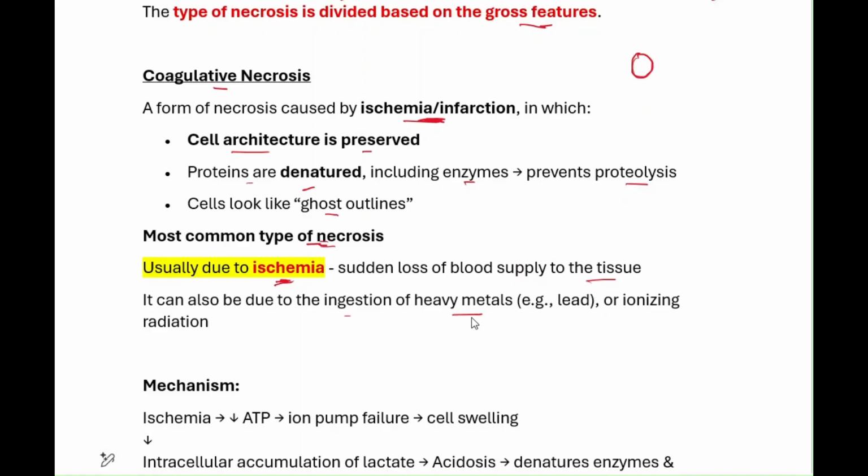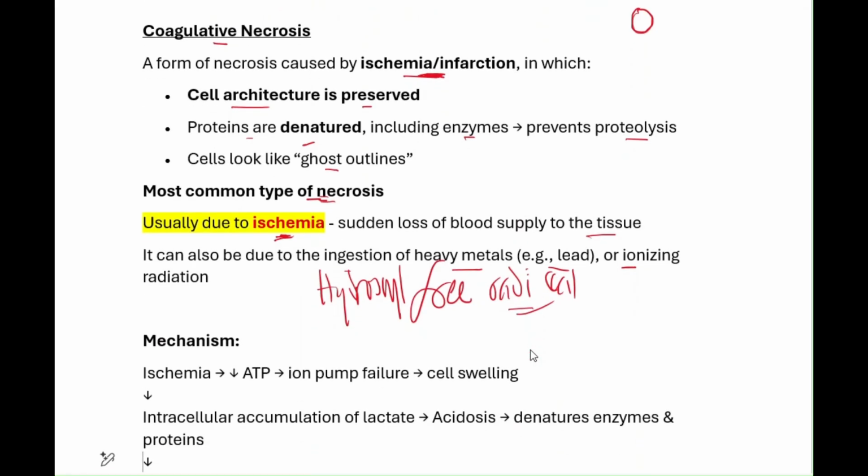This can also be due to ingestion of heavy metal. So sometimes when people ingest heavy metal like lead poison, right, that could release free radicals, or ionizing radiation that could also release what? Free radicals. And both of them could also lead to what? Coagulative necrosis. Can somebody remind us from our previous lecture, what type of free radical is released from heavy metal or ionizing radiation? Very good. Hydroxyl free radical. And remember, I said that hydroxyl free radical is the most destructive free radical of all, right? Very good.